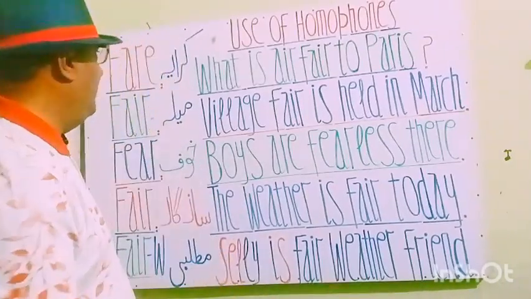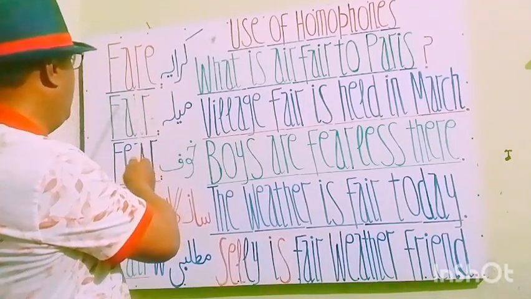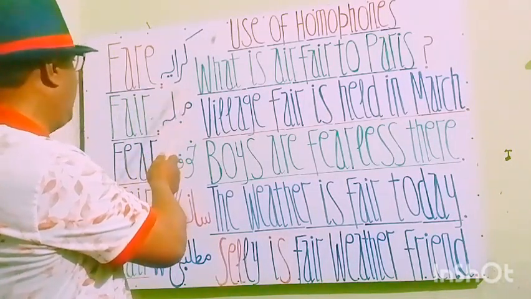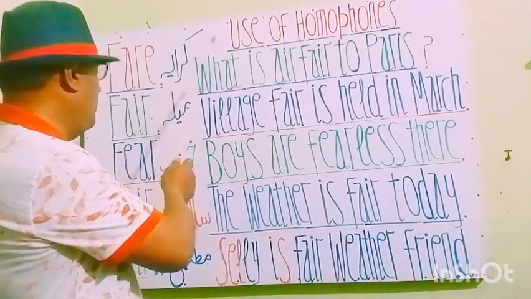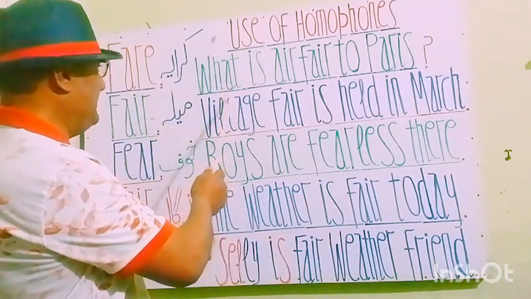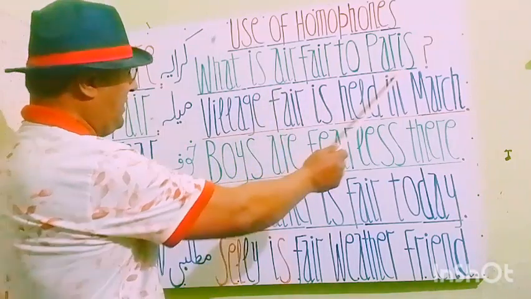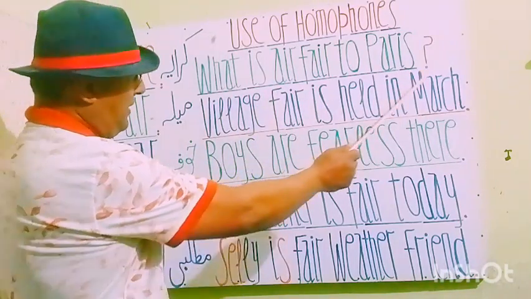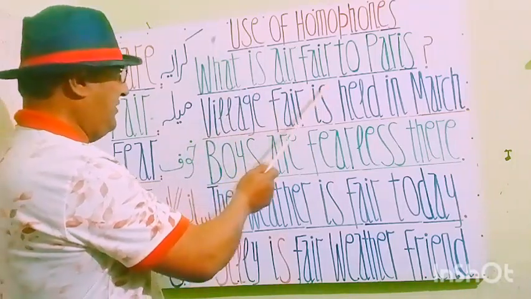The first homophone you see here is fare, F-A-R-E. Fare means a traveling rent. So the sentence is, what is airfare to Paris? Question mark. This is a question. What is airfare to Paris?